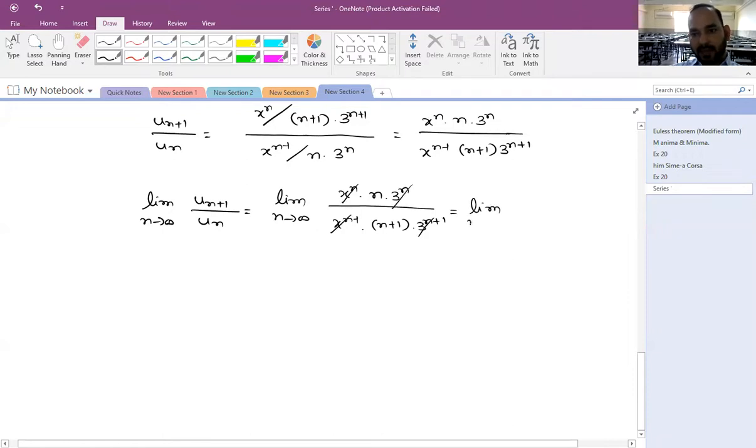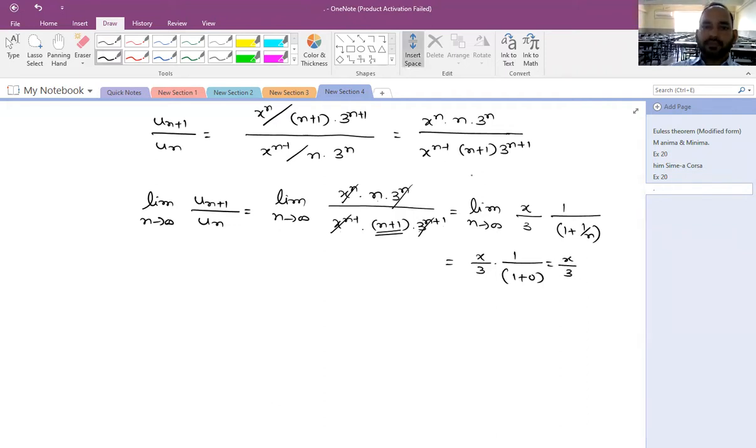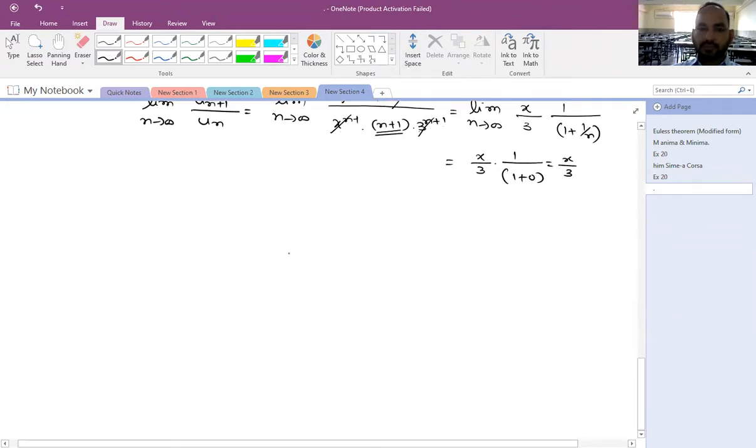Now limit n tending to infinity. This x raised to minus 1 is remaining, so that will go to the top. By 3 raised to 1 is remaining, so by 3. And for 1 upon n plus 1, if I take n common from this factor, I can write it 1 plus 1 by n. So this ultimately will become x by 3, 1 upon 1 plus 0. So what I get is x by 3. Clear? Now, I do not know what x is. So my answer will be dependent on what x is.